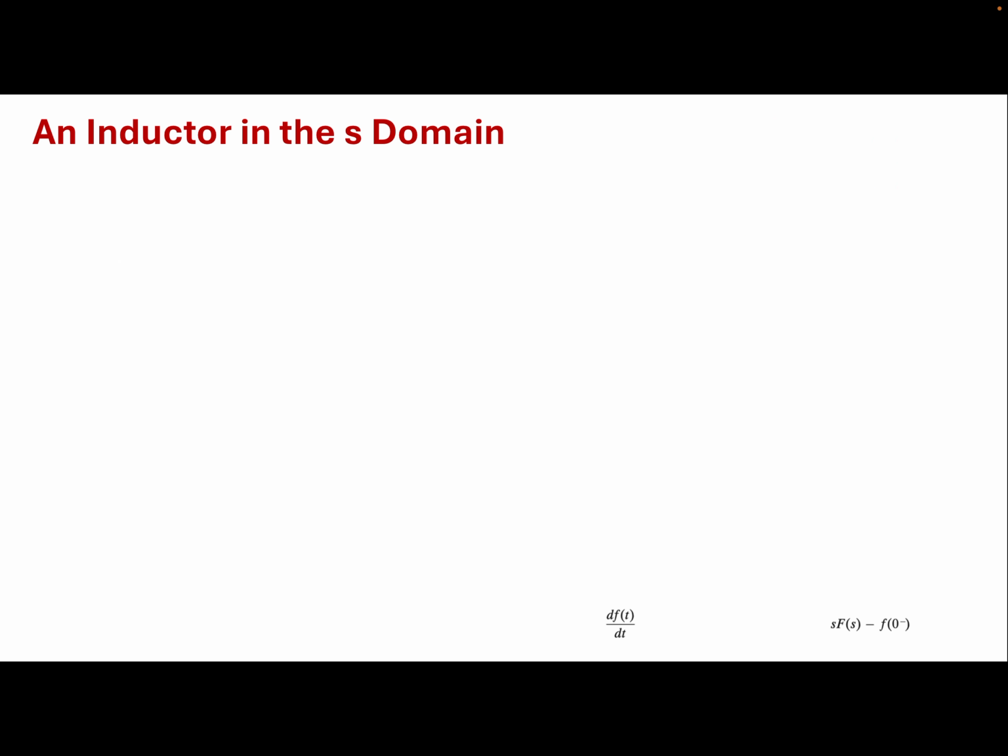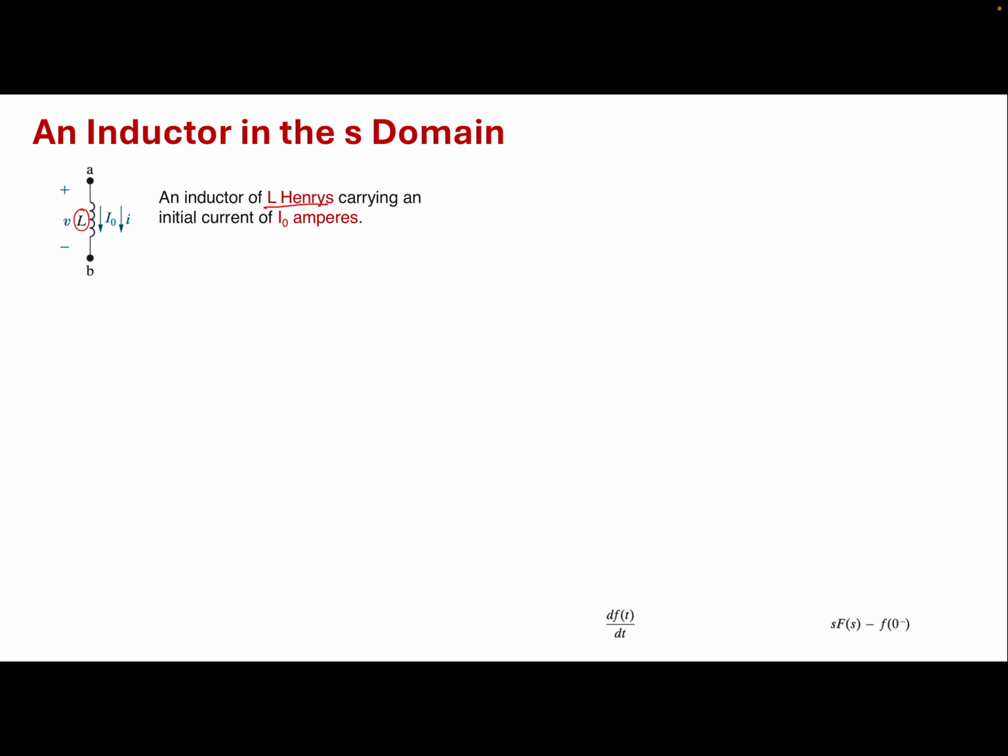Let's see what is going to happen with an inductor in the S domain as well. I am going to start by showing you what an inductor looks like in a time domain circuit. This is a time domain representation of an inductor, where we have an inductance of L henries. I'm going to assume that it has some initial energy stored, and at the end I'm going to show you what the entire thing looks like without initial energy stored. But let us start with some initial energy stored.